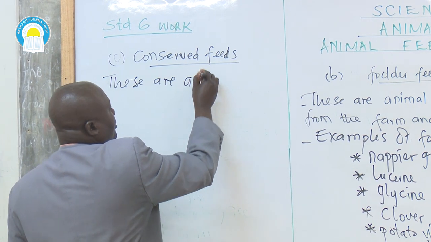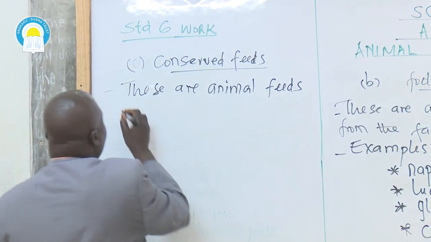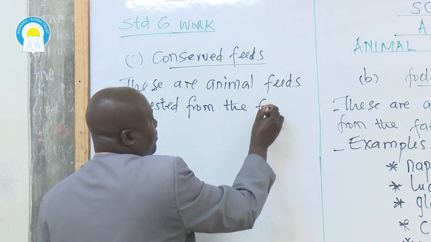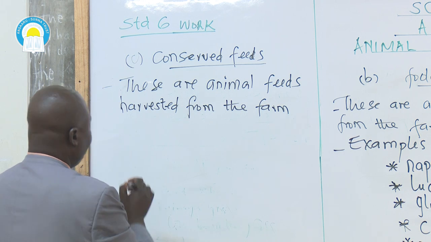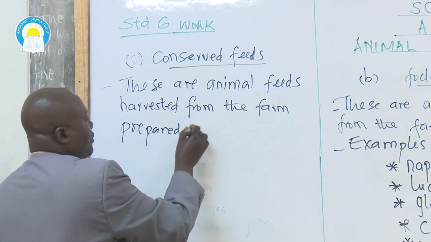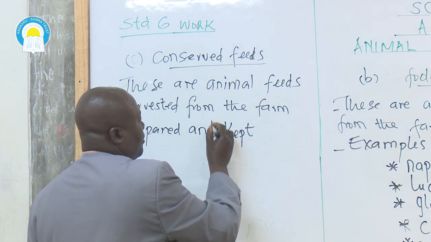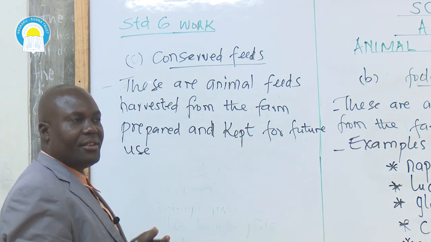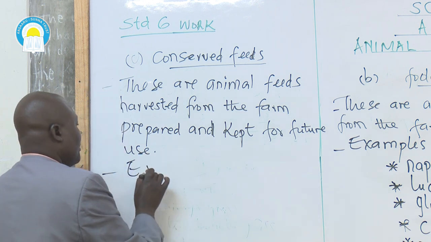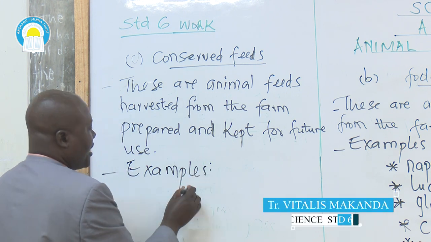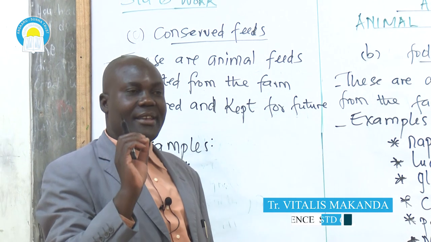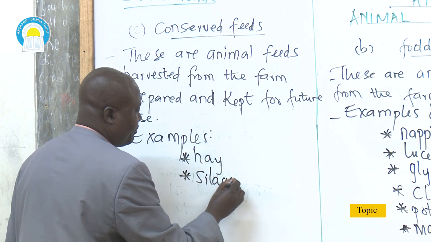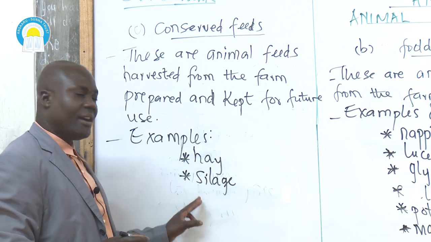So first of all, these are animal feeds harvested from the farm, prepared and kept for future use, maybe during the dry spell. So, examples of these ones, there are how many? Only two. One of them is called hay. And then number two, we have silage. So there are only two, that is hay and silage.